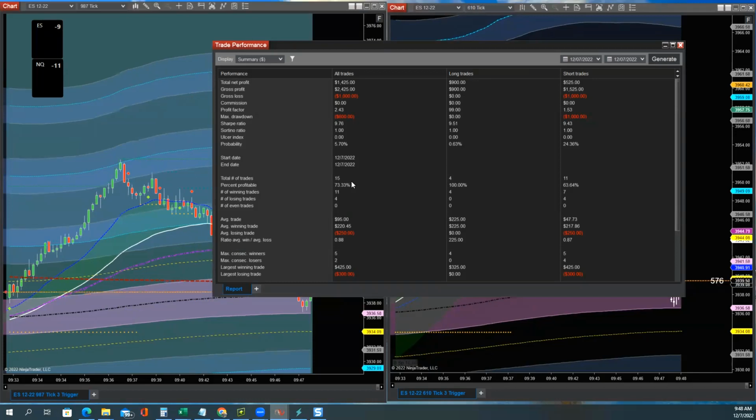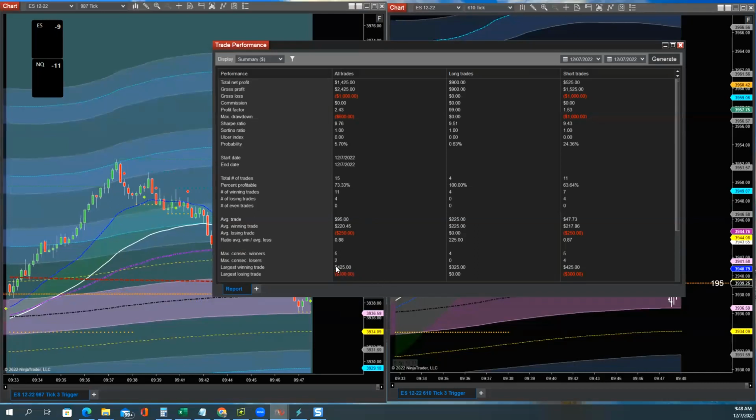Here, total trades, win rate is 73.3. Look at my risk to reward ratio, it's only 0.88, less than one. I want to get that up to at least 1.5. Again, my average losing trade is bigger than my average winning trade, but not that much of a difference, right? However, you can see here my largest winning trade is still larger than my largest losing trade. Okay, that's the most important thing.